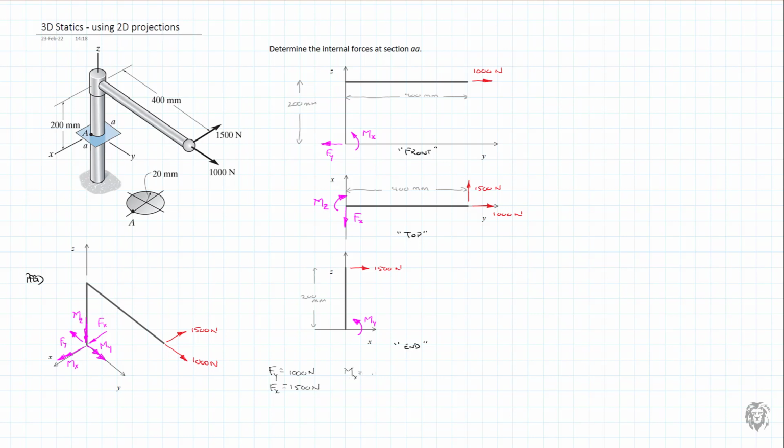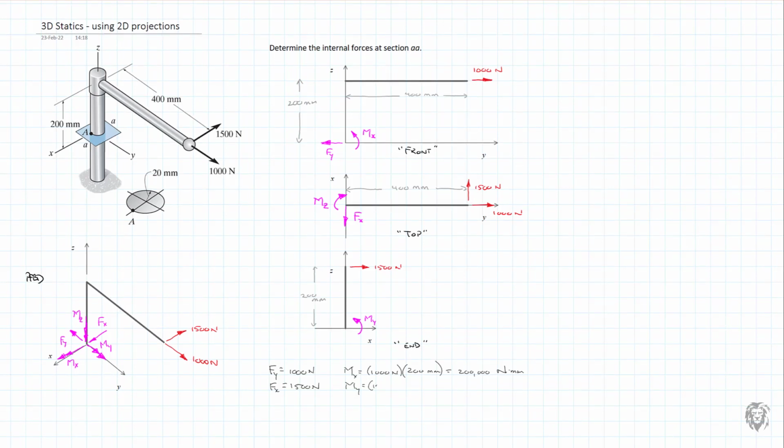So the moment at x is equal to our 1,000 newtons multiplied by the 200 millimeter distance, so that would give us a value of 200,000 Newton millimeters. Our M at y would be equal to our 1,500 newtons, also multiplied by the 200 millimeter distance, to give us a value of 300,000 Newton millimeters. And finally, our M at z would be equal to our 1,500 newtons multiplied by the 400 millimeters to give us a value of 600,000 Newton millimeters.